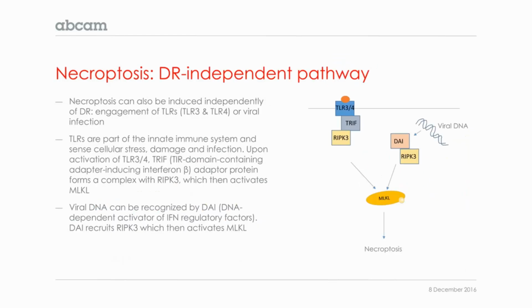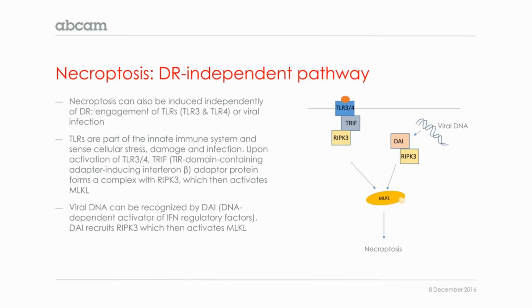In some specific circumstances, activation of necroptosis can occur independently of death receptors, be it toll-like receptors, TLR, or viral infections. Activation of toll-like receptor 3 or 4 recruits the adaptor protein TRIF, which forms a complex with RIP kinase 3 and then activates MLKL. Viral DNA can be recognized by DAI, which stands for DNA-dependent activator of interferon regulatory factors.